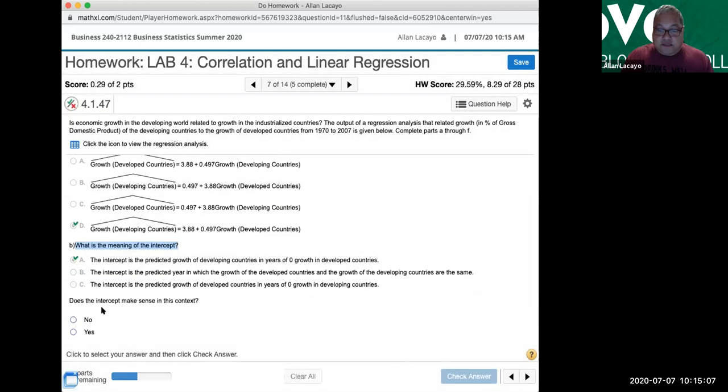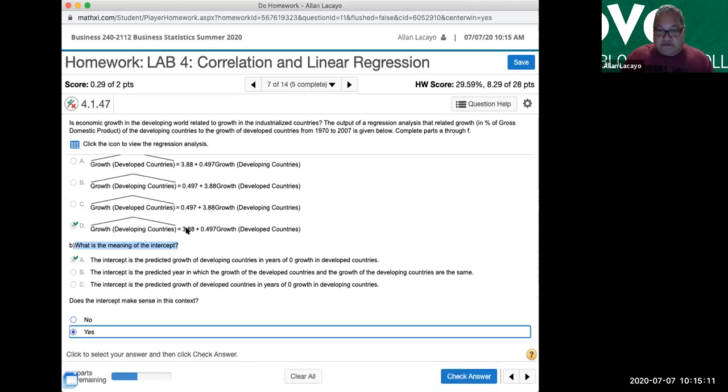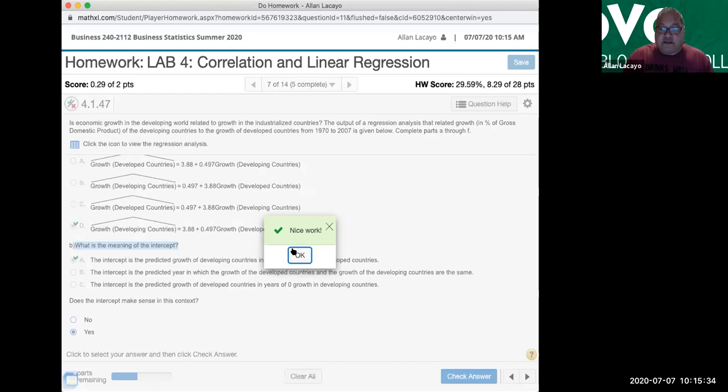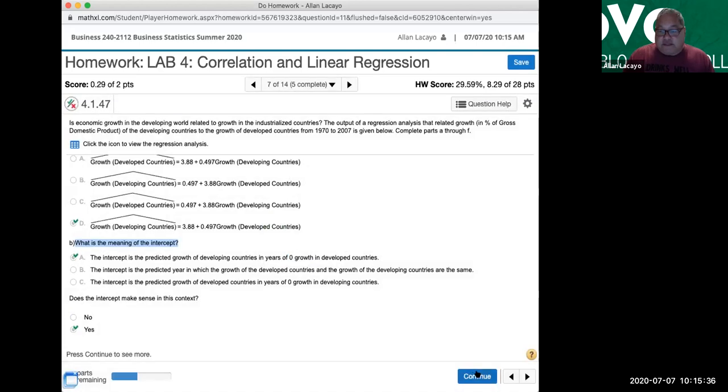Then it says, does the intercept make sense? And the answer is yes, because it's positive. If an economy is developing, it should be growing, independent of what's happening in economies that either are already fully developed or that are highly impoverished. So a developing economy should be growing positively, and it is in this case, as you can see. So it does make sense to have a positive y-intercept in this model.